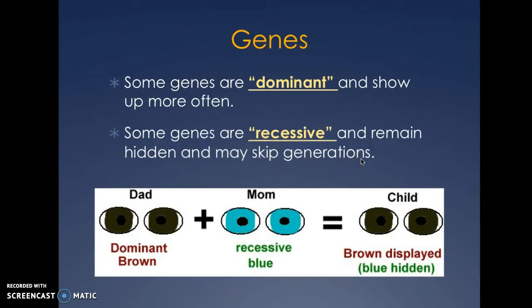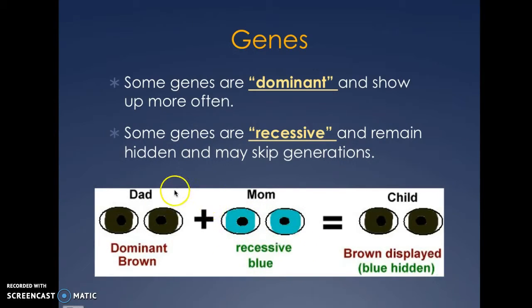Some genes are recessive and remain hidden and may skip generations. So to illustrate that, here at the bottom, we have two parents. We got a dad, we got a mom. Dad has brown eyes, which is a dominant gene. Mom has blue eyes, which is a recessive gene.